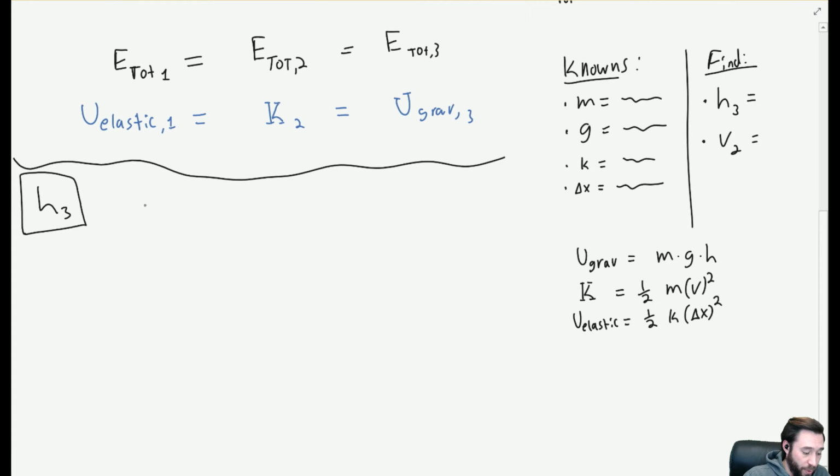Because we can solve this entire portion right here, the U elastic, we're going to put that down here first. So U elastic at state 1 is going to be equal to, and I said we're going to do the height, so that's going to be U grav because that has height in it. So U grav at state 3. Everybody tracking so far?